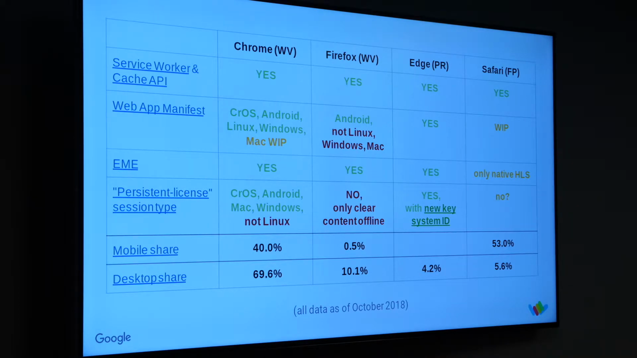Persistent license session type is available on Edge with their new key system ID. That was a thing we didn't realize for quite some time, and we have not added it to Shaka Player yet. Firefox, for some reason, does not have persistent license type, even though they're using the Widevine CDM, same as Chrome. And Chrome on Linux does not have persistent license because of content security concerns. The mechanisms that keep that offline license secure have not been implemented on Linux and are quite a bit more challenging to implement on Linux than Mac or Windows or Android or Chrome OS.